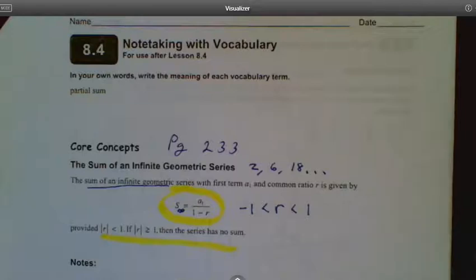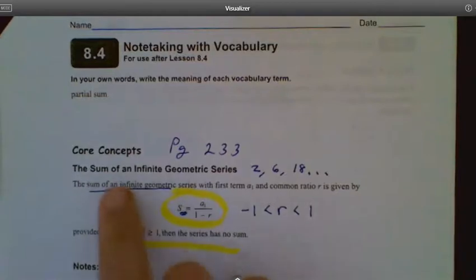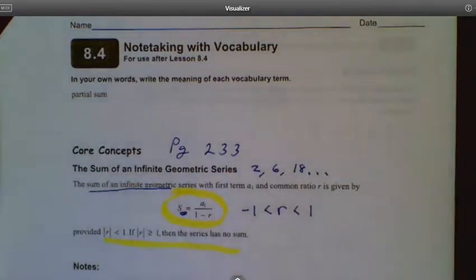Alright guys, here is the final lesson for chapter 8. We are looking at the sum of an infinite geometric series. So a couple things on this one. It's a super simple formula we'll get to in just a second. A couple things have to be true about this. First of all, it's got to be geometric.